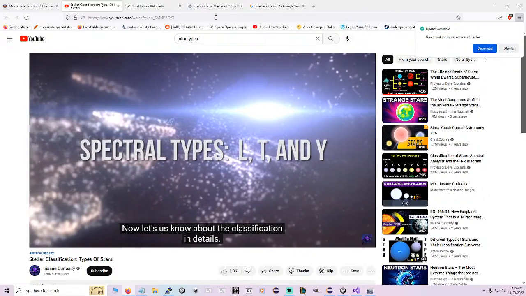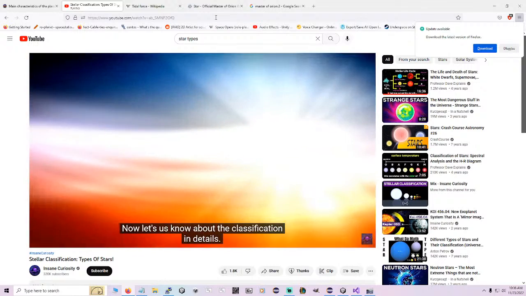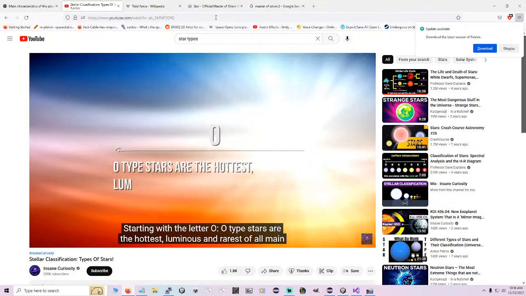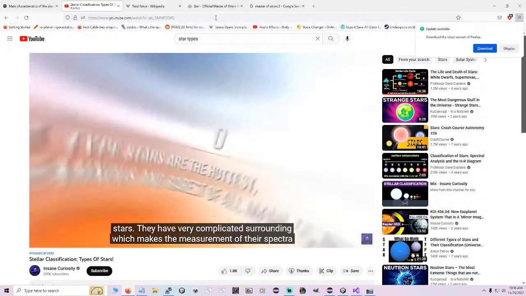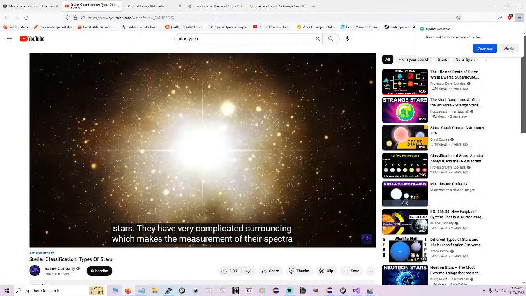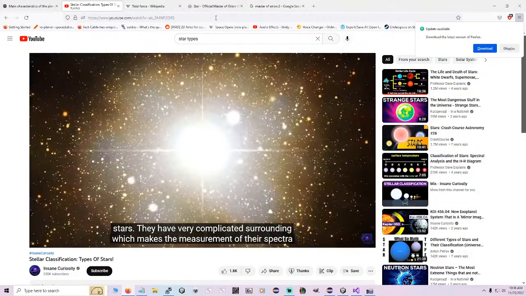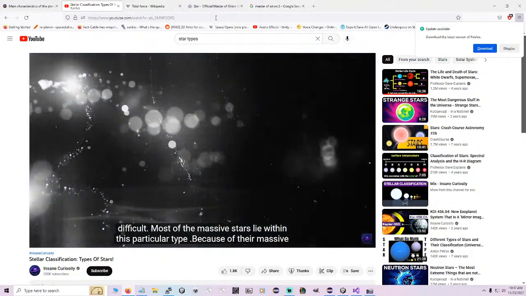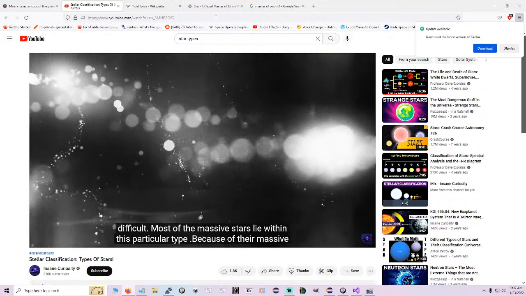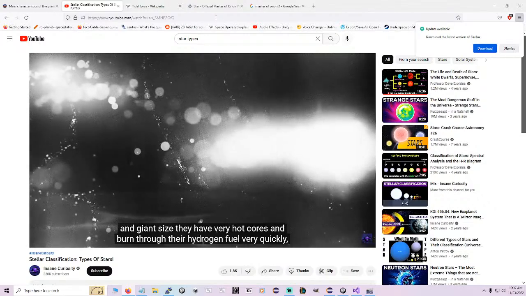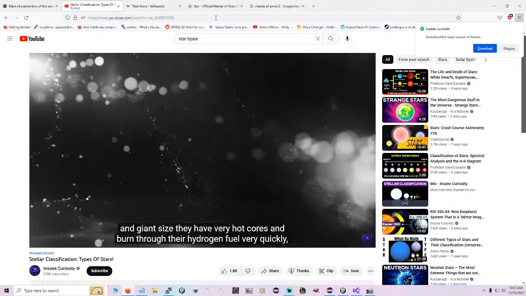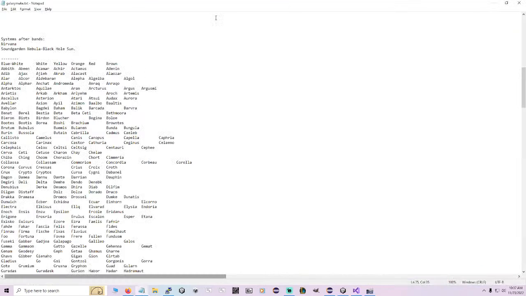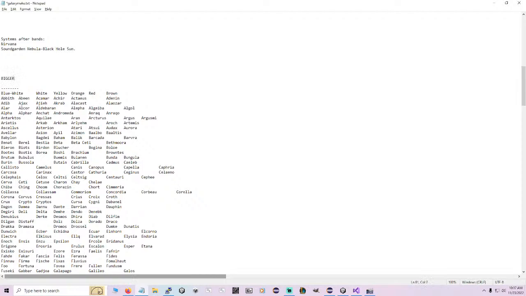Now let's get to know about the classification in detail. Let's start with the letter O. O-type stars are the hottest, most luminous, and rarest of all main sequence stars. They have very complicated surroundings, which makes the measurement of their spectra difficult. Most of the massive stars lie within this type. Because of their massive and giant size, they have very hot cores and burn through their hydrogen fuel very quickly. So they tend to burn brighter and are the first stars to leave the main sequence.